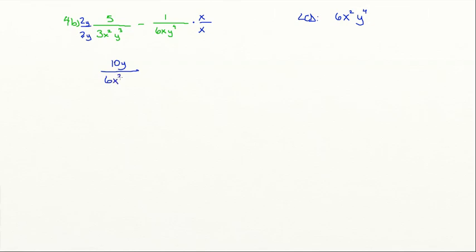We have an x squared. Y times y cubed is y to the 4th. Minus 1 times x is x. 6 times 1 is 6. X times x is x squared. And we still have our y to the 4th. The denominators are the same. So 6x squared y to the 4th. 10y minus x is the numerator. That's all we can do.